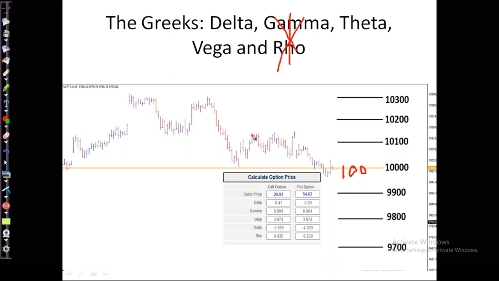XYZ, suppose this strike price, we are expecting price will go up to this level. All right, this is the resistance line, and we are expecting it within a week or within a month. Okay, in trading, do we need to consider Greeks?